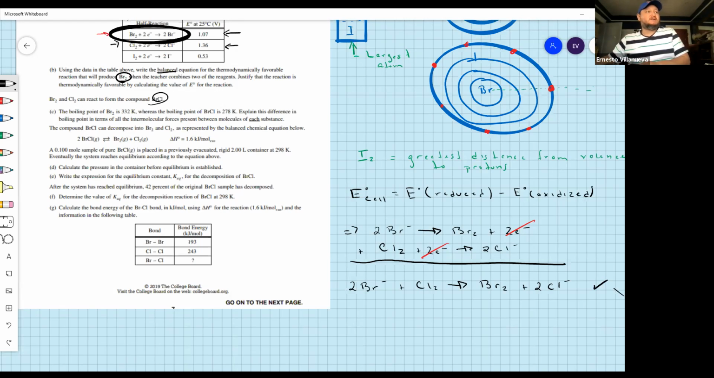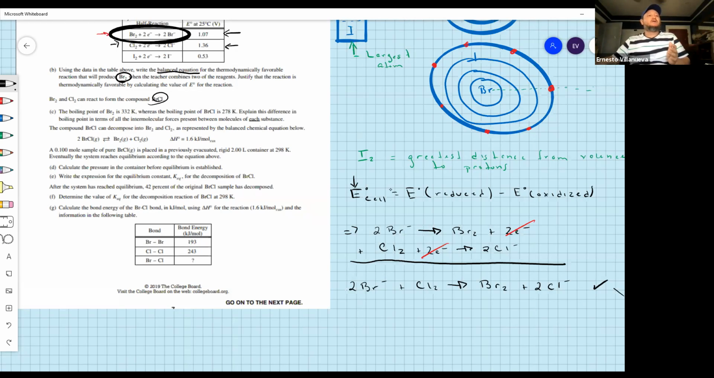Write the balanced equation for the thermodynamically favorable reaction. Okay, so we got that, right? You could have done this with iodine. It wouldn't have made a difference. The only thing that's going to change is this value, but it's not like there's only one answer. It's the concept. So whether you get this value or the other one, it doesn't matter as long as you do it correctly. Okay. All right. So we have our balanced chemical equation.